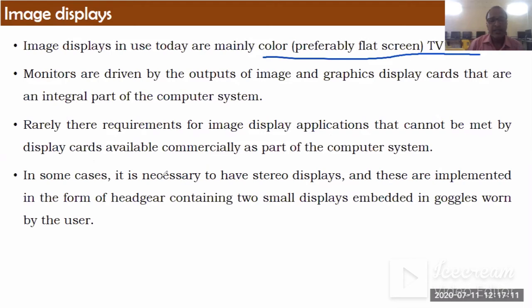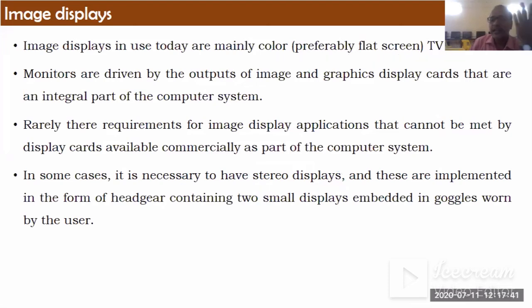In some cases, it is necessary to have a stereo display, and it will be implemented in the form of goggles containing two small displays embedded, worn by the user. So in some situations, multiple displays are used at a time. Okay, so such systems are also available. म्हणजे एकच इमेज मल्टिपल डिस्प्ले मध्ये आपल्याला जर दाखवायची असेल, so we can also use such type of display. So image display will be used to display the image.